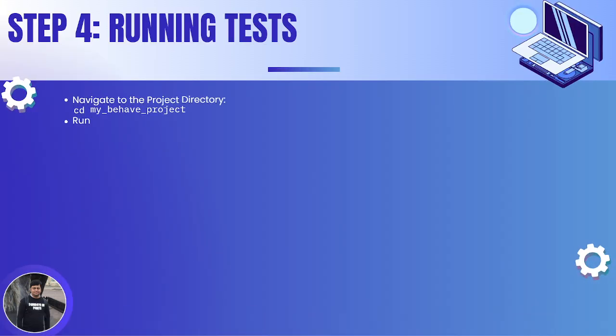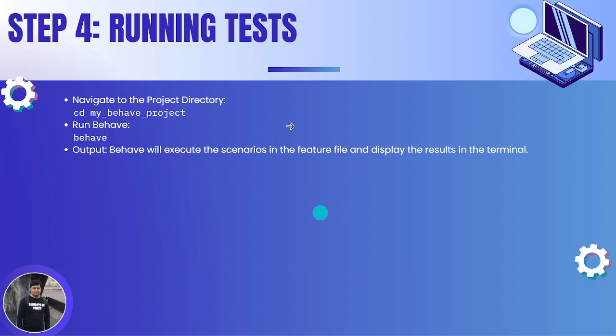Next is running the test cases. So how can you run that? Navigate to the project directory, and then you can use cd my web project and run behave. You can simply use the command behave. Output: behave will execute the scenarios in the feature file and display the result in the terminal.